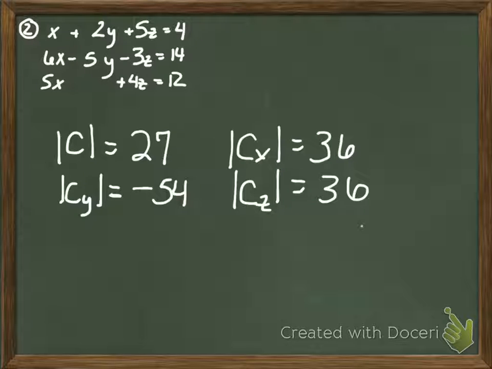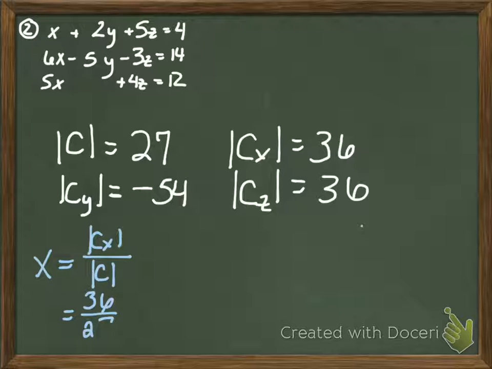So those are the numbers we had. Now, what do you think we're going to do to find X? Divide them, just like yesterday. To find X, we're going to take CX divided by the coefficient matrix. So 36 divided by 27. That's not going to divide evenly, but it does reduce. Both of them are divisible by 9. So 4 over 3.